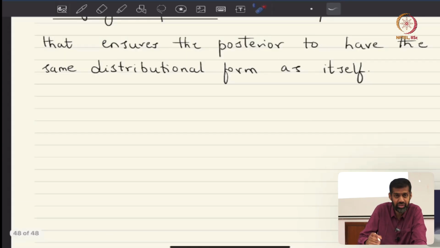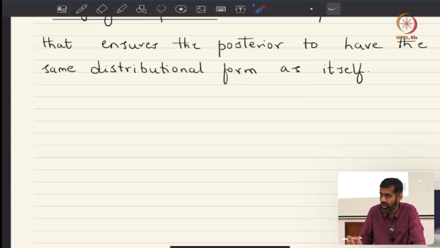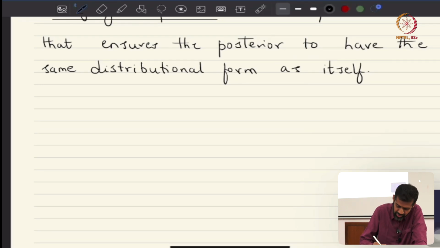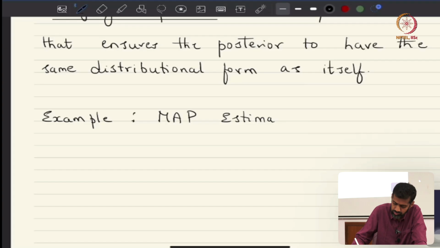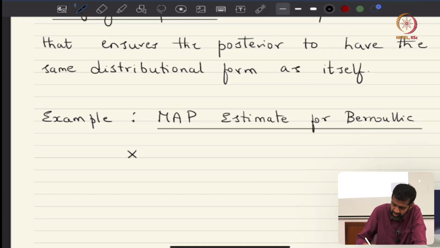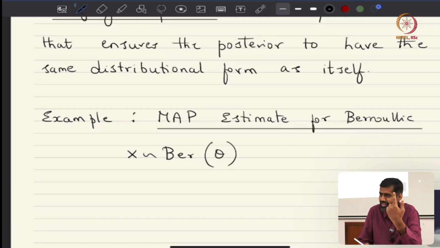Do you understand what a conjugate prior is? Always choose a prior that would be conjugate. Let's look at an example of a MAP estimate for a Bernoulli random variable. Now you have x, which is data sampled from a Bernoulli with parameter theta. There is only one parameter to estimate here, which is theta.